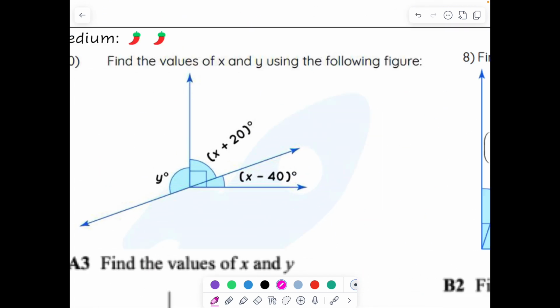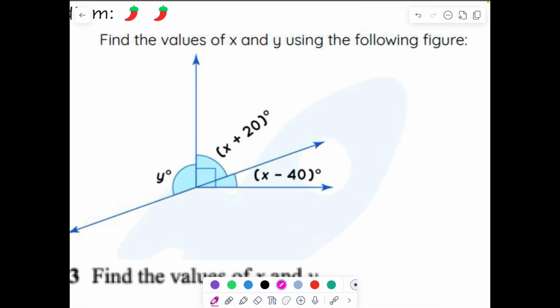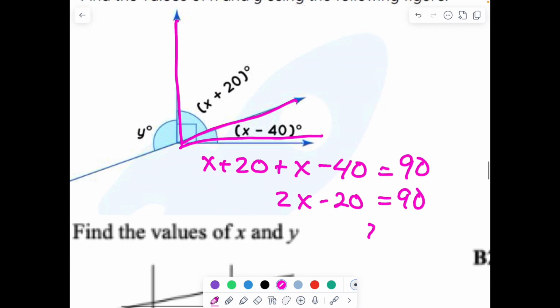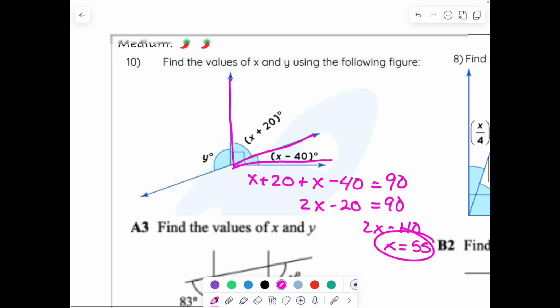All right, moving on to the medium. Ooh, we've got a lot going on here. Let's tackle these two angles first because they both have x's in them. Looks like they make a 90-degree angle, so they are complementary. So I'm going to add them up to 90 degrees. So 2x minus 20 is 90. 2x equals 110, so x equals 55.